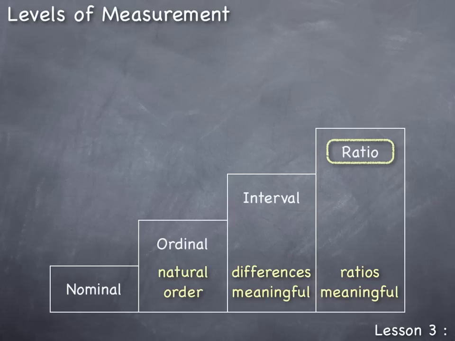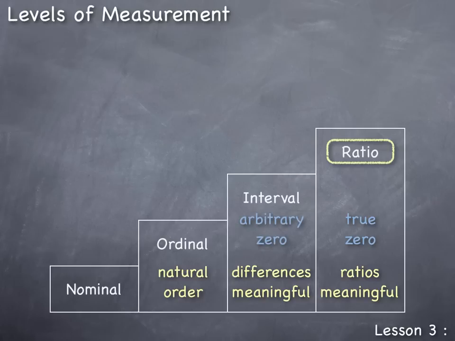The only way for the ratios to be meaningful is if there is a true zero. That is, 0 indicates that 0, none of the quantity is present. Even if it's not possible to get a 0 value, if, in theory, there was a 0 data value and that 0 really meant 0, none of the quantities present, the ratios would be meaningful and the data would fall at the ratio level.